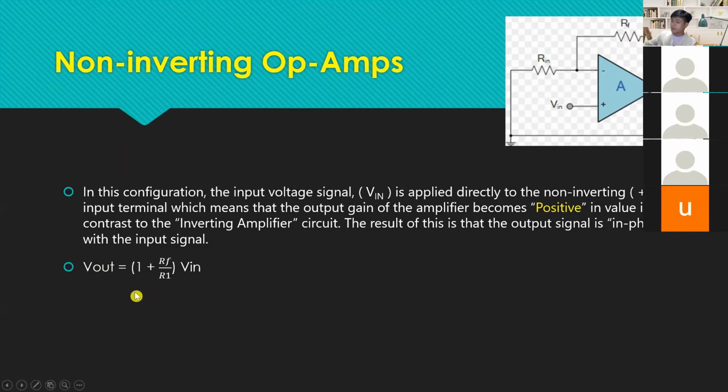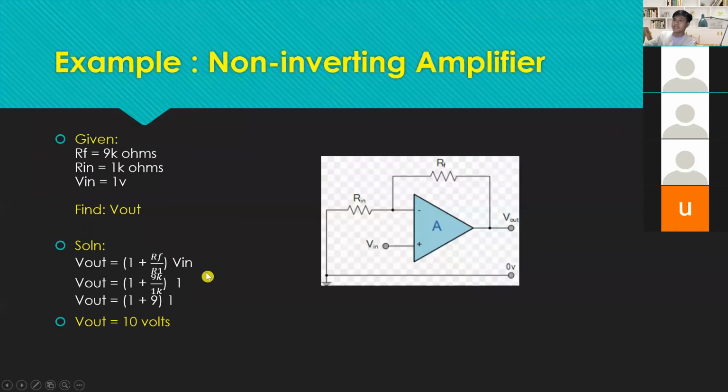So we have here the formula if ever we have this kind of circuit. Kapag ganito yung circuit diagram, then we can simplify this one as having this formula. So V out is equal to 1 plus RF, feedback resistor, divided by the R1 or Rin, times the V in. Para ma-appreciate nyo itong formula na to kung bakit or paano ba siya gumagana, we're having an example of non-inverting amplifier.